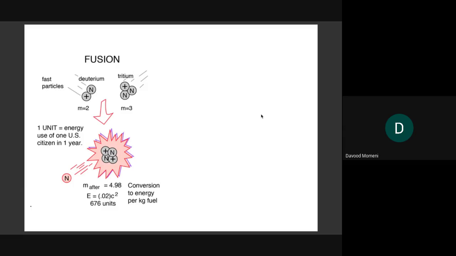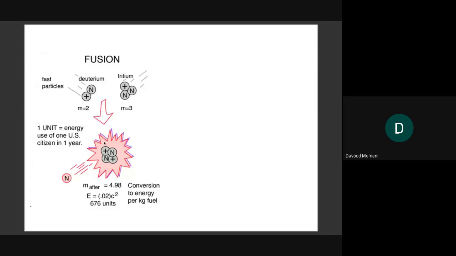In the next slide, you see that in the fusion, this is a deuterium, this is a tritium. So deuterium comes from that. Then these two deuterium, which are very fast particles, collide here. As you see, they will collide.